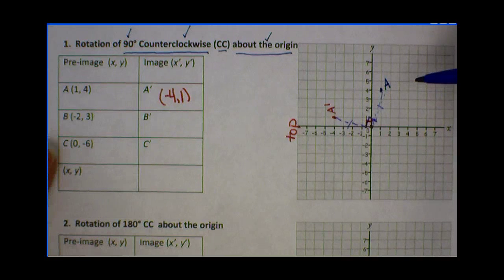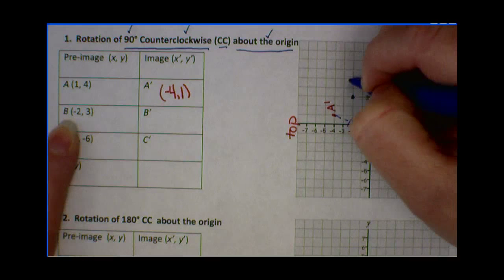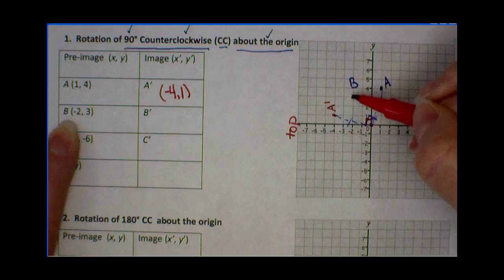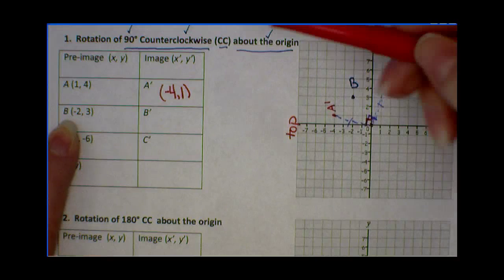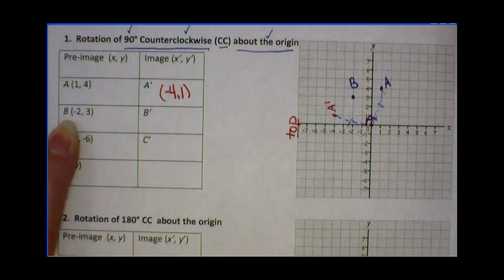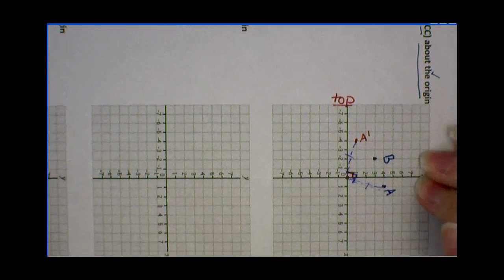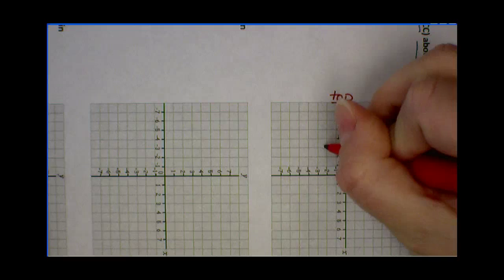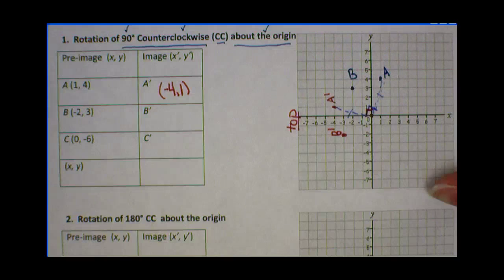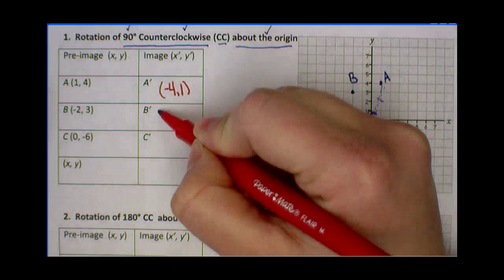Absolutely. All right, so point B. We're at (-2, 3). So this is my point B. So to get to point B, we went to the left 2 and we went up 3. It's the same rotation. So I'm still going 90 degrees counterclockwise about the origin. So this is still the top of my paper. So to go left 2 and up 3, once I turn it, I'm still going to go left 2 and up 3. That's going to be my B prime. Okay, as we turn it back, we'll see what ordered pair that exists, and it would be (-3, -2).